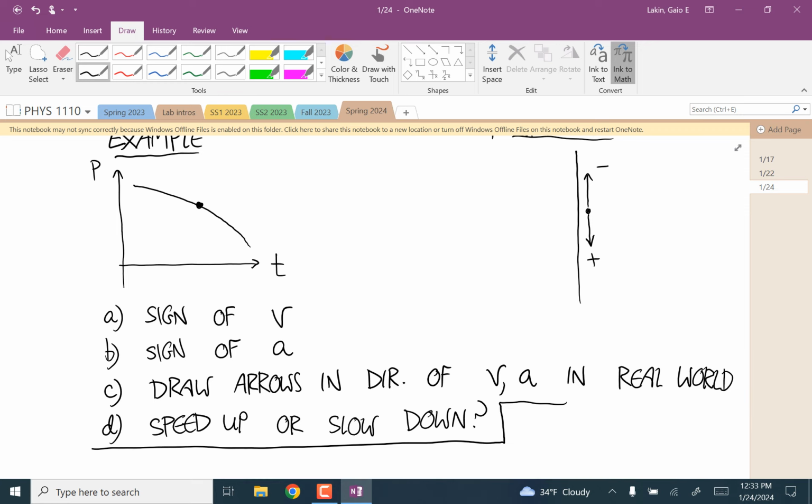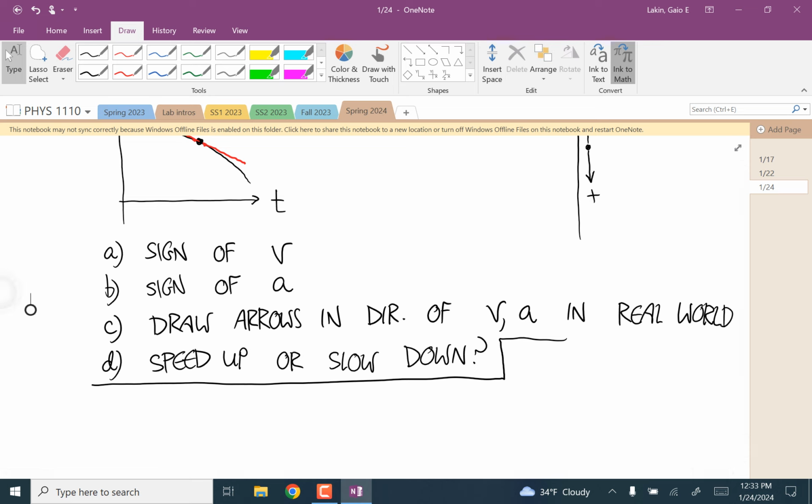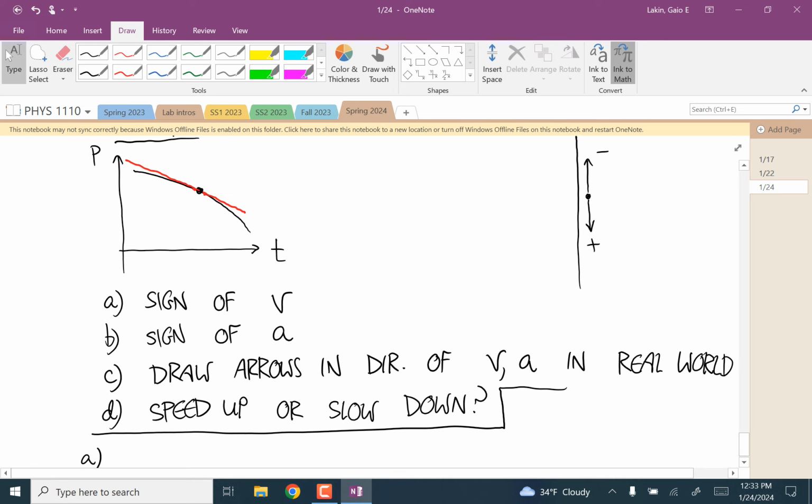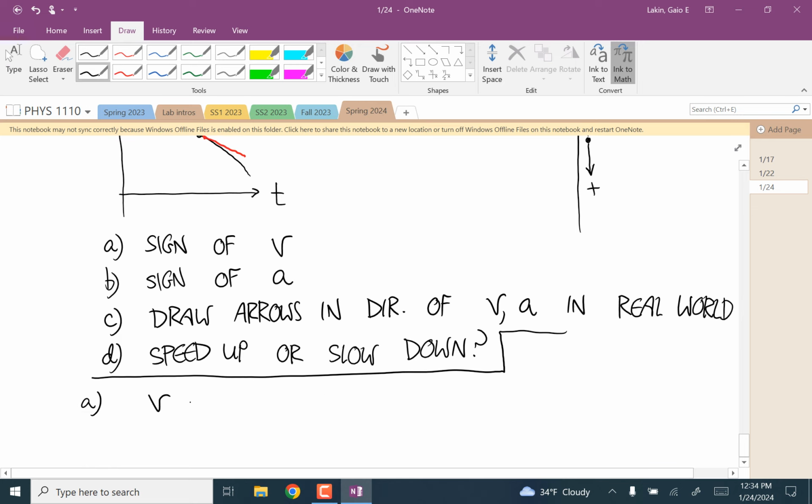Okay, well, to get the sign of the velocity, draw the two nearby points, draw the line through it. So the tangent line looks something like that. Does that tangent line have a positive, zero, or negative slope? Negative. Yep, so the velocity is negative.